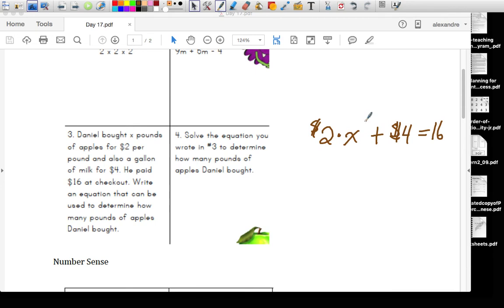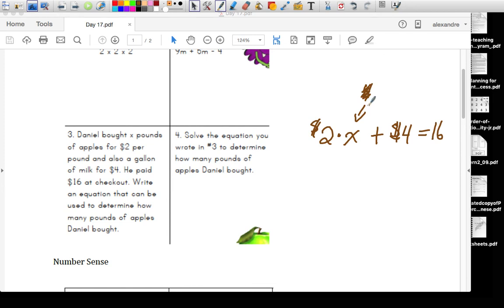So what number can I put in here to multiply by 2 and then add 4 to give me 16? Well, this could be like a guess and check. Try a few numbers. Try 4. You buy 4 pounds of apples at $2 each, would be 2 times 4, which is 8, and then 8 plus 4 is 12, which is not 16, so that doesn't work.